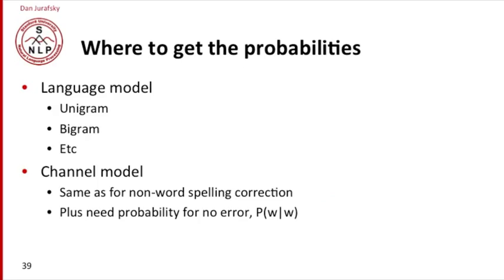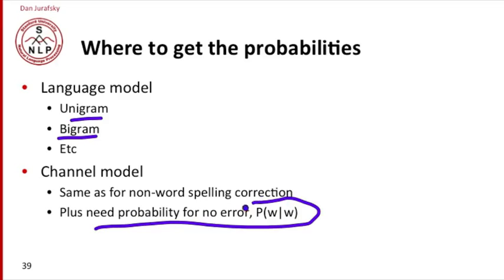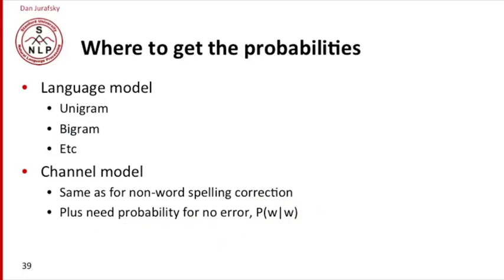Where do we get these probabilities? Again, the language model, just as we saw before: we have our unigram, we have our bigram, we can use whatever smoothing method we'd like. The channel model is just the same, again, as for non-word spelling error correction. The only difference is we now need a probability of having no error, because of course we're assuming that only one of the words is an error. So we have to have a probability for all those other words that are not an error. We need to be able to decide when we have an error and when a word is in fact correct, meaning that the probability of the word itself, given the word, is high, so unlikely to have an error.